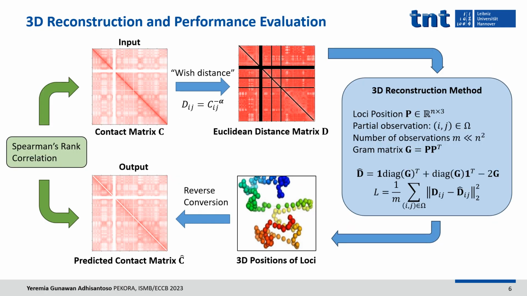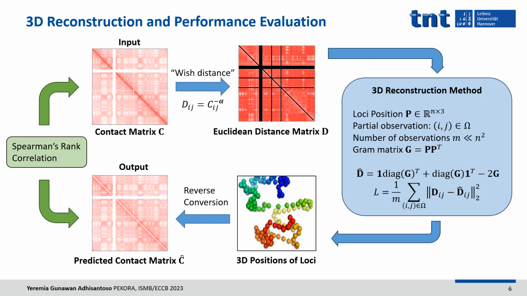So now I will explain about the 3D reconstruction pipeline and how the performance is evaluated. As the input, we have the contact matrix C. Earlier, we already talked about that the interaction frequency is inversely proportional to the spatial distance in 3D space. Therefore, the contact matrix can be converted into a Euclidean distance matrix, a so-called wish distance, with the conversion factor alpha. Furthermore, in the Euclidean distance matrix, we set the diagonal to 0 because the Euclidean distance between a loci and itself is always 0.